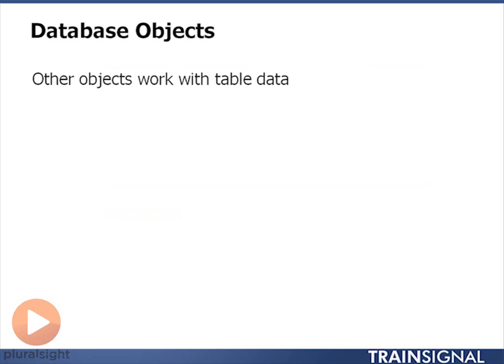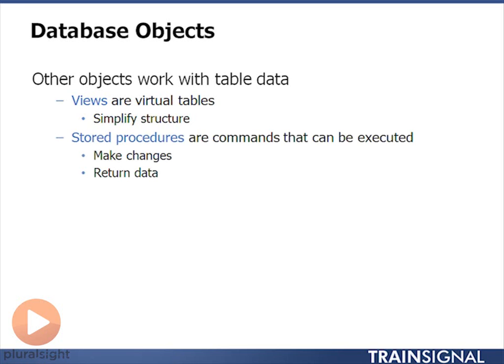Now, beyond tables, we do have other objects, and all the other objects are designed in some way, shape, or form to work with that table data. For example, we've got views. And views, as we're going to see, are virtual tables. The whole goal of a view is to simplify structure. What we want to be able to do is go to a view, and behind the scenes, that might be pulling information from multiple tables. And so it's a lot easier if I just pull that from a view, and so we have the ability to create views.